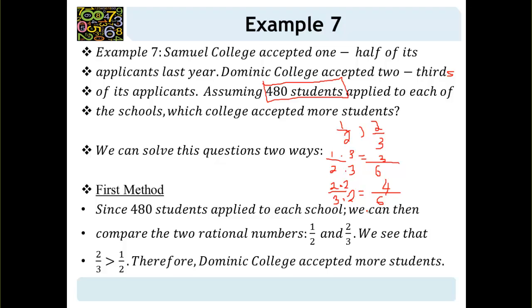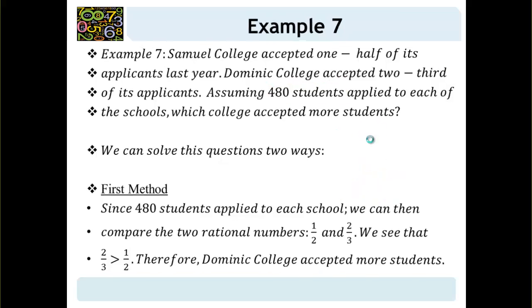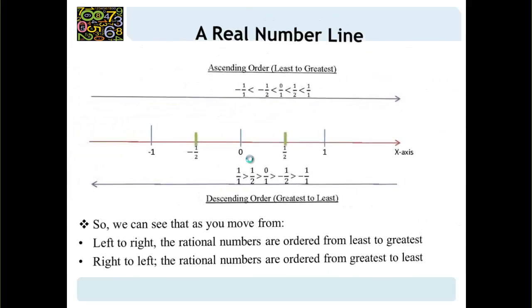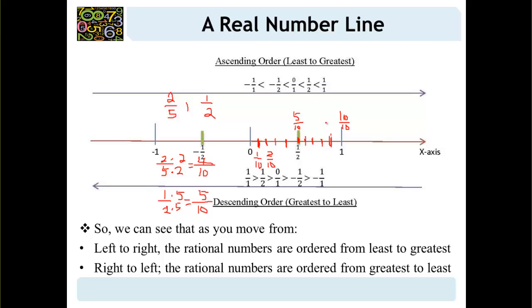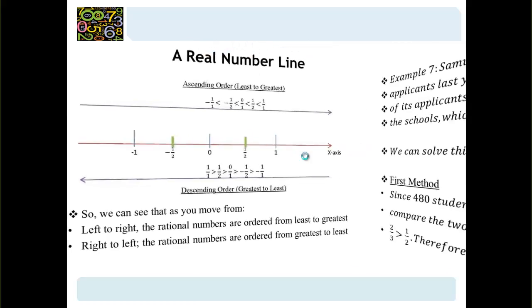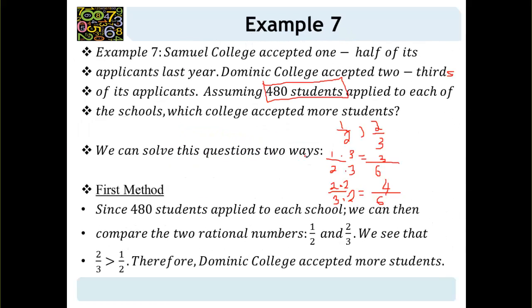Then you now compare 3 over 6 and 4 over 6. Which one is greater? And of course, like we noted in the number line here, 10 out of 10 is greater than 9 out of 10. 9 out of 10 is greater than 8 out of 10. The same thing here. If we have 3 out of 6 and 4 out of 6, which one is greater? Of course, 4 out of 6 is greater. So that means that Dominic College accepted more students.